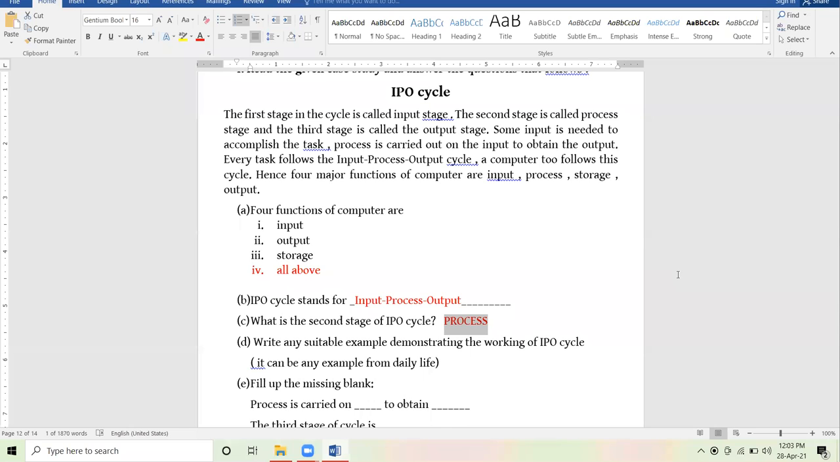So firstly, we arrange the materials that we want to make Maggie, like the Maggie packet. That is input. Yes, first stage is input. In input, we have to arrange all the raw material: the Maggie packet, and we'll cut all the vegetables, whatever we want to have in that Maggie. So we'll arrange all the material. That is the input.